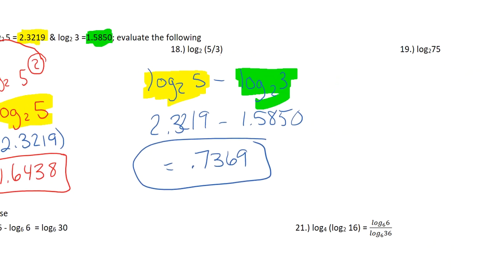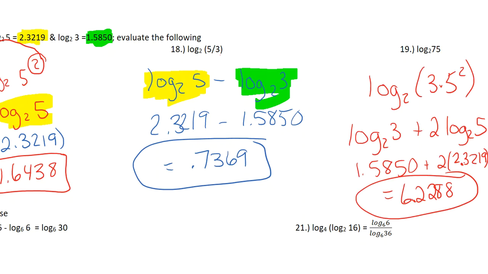Go ahead, pause the video, and see what you come up with for number 19. So what happened is I changed 75 into 3 times 5 to the second, because 3 times 25 gives you 75. 5 squared is 25. And then you can see I separated with addition, and then I also brought the exponent out in front as a multiplier. And that's what you end up getting.